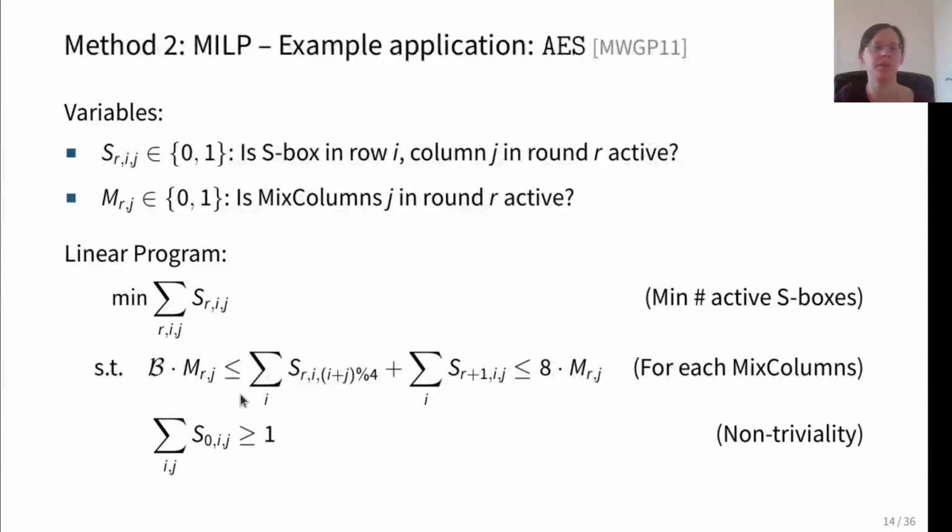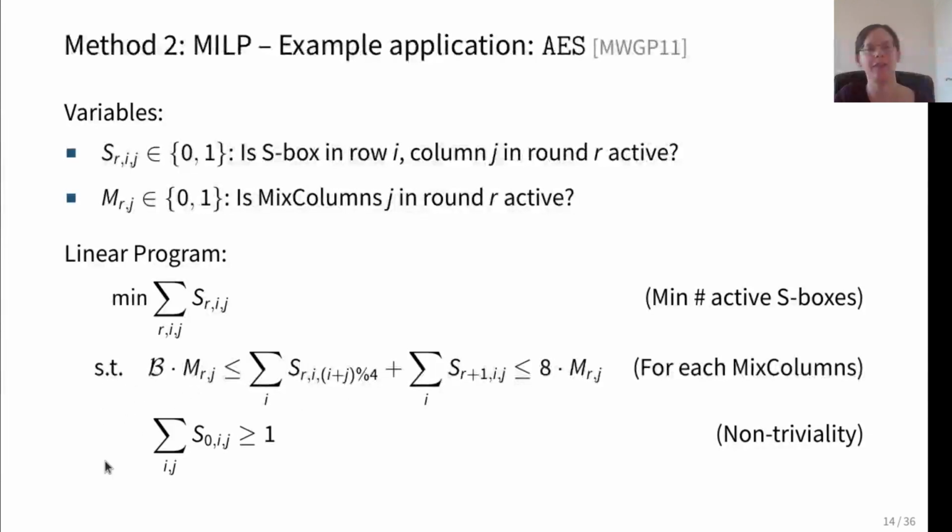So in total, you see that I'm writing things shortly here. I squeezed 2 constraints into one line here, but we simply write this down for every round, for every j, and here the sum is over all i's, over all rows.